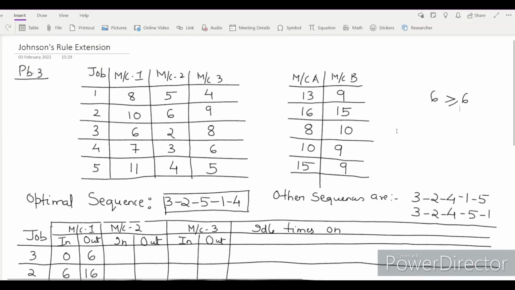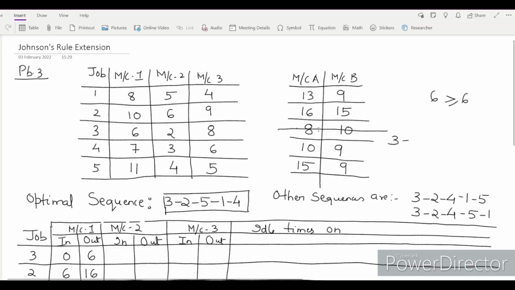Now comes the optimal sequence. It is now converted into a single two-machine Johnson's rule problem, so it seems very easy. First of all, the minimum timing out of these two columns is 8, and this 8 belongs to machine A. So we can cut this. As it belongs to machine A, we will start filling from the left hand side. So we have written 3.